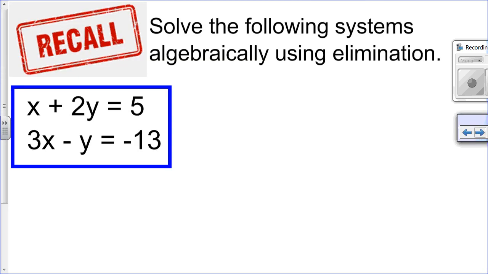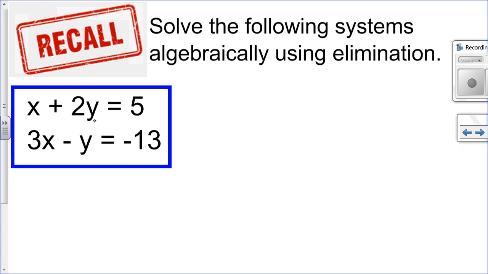Okay, let's turn our attention to elimination. So again, a nice little 10C question for you. Elimination, exactly as it sounds, we want to eliminate a variable. Looking at my variables, x and 3x, nothing's the same. 2y and negative y, nothing the same. So what I want to do is make one of the variables the same. I'm going to choose y.